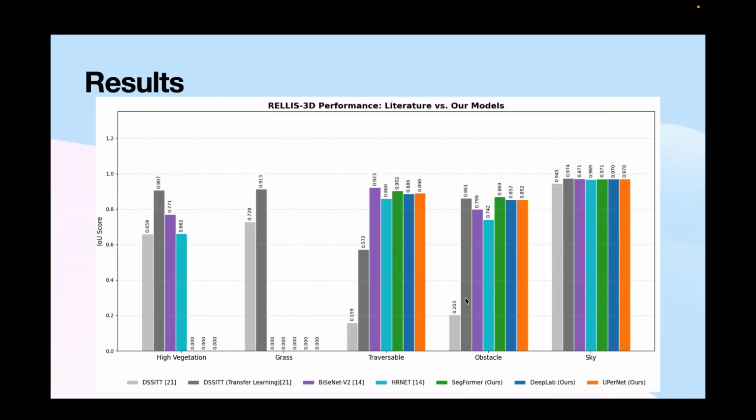We can compare IoUs across classes for classes that we have in common. For instance, I don't have high vegetation or grass classes, so I can't really compare those. But you can see there's traversable, obstacle, and sky, where our model actually does pretty well. It does better than most at the obstacle class, it performs very well in the traversable class, and almost like the other ones for the sky class.